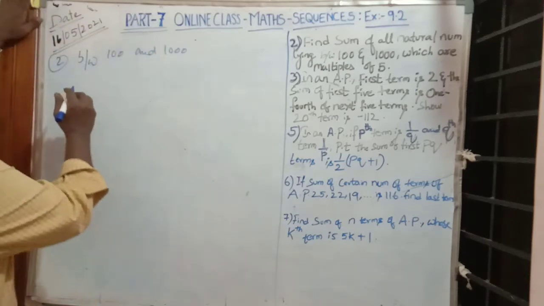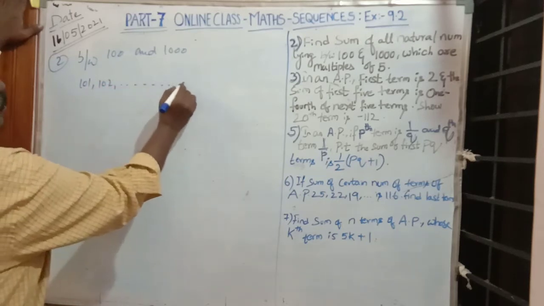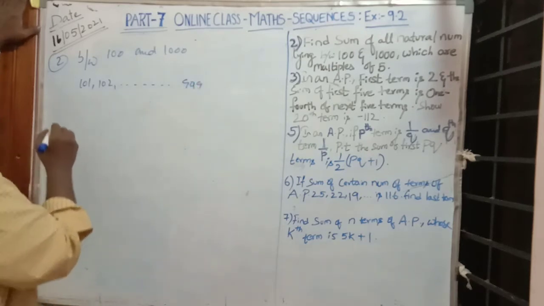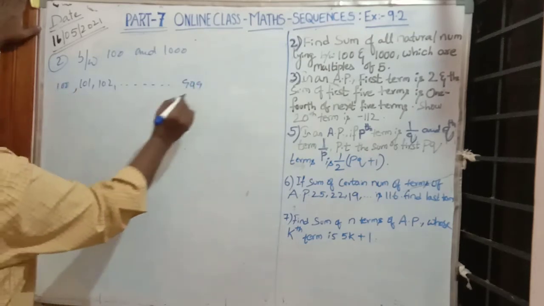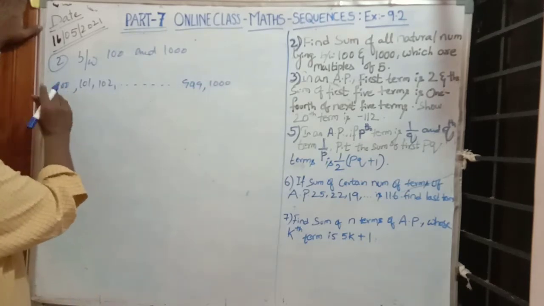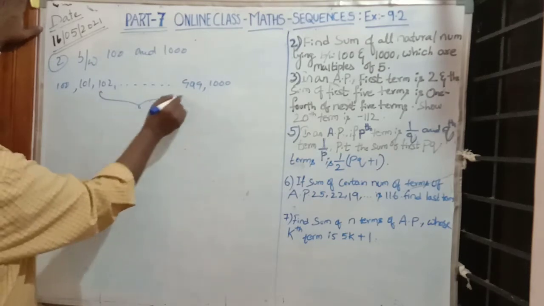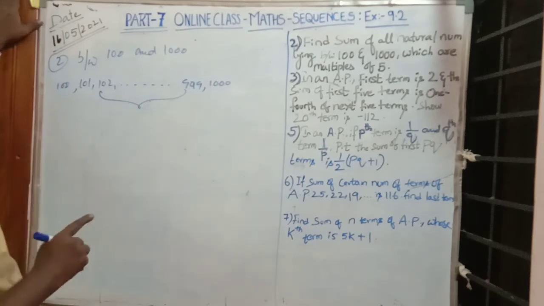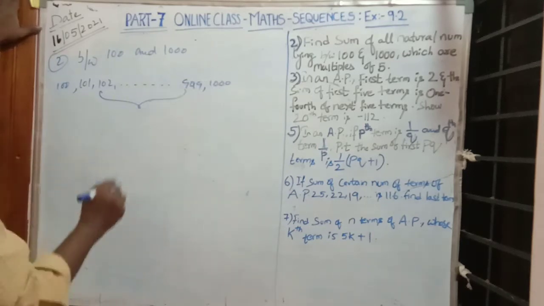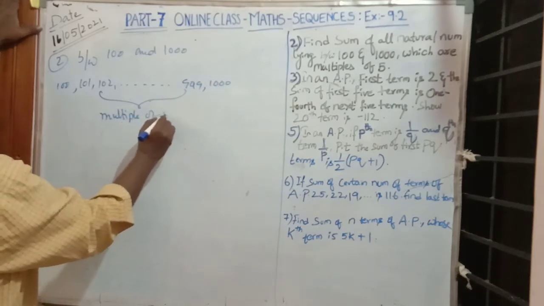I will write it: 101, 102 and going on up to 999. Before this, 100 is there, and after that, 1000 is there. Between means not this one and that one. These are the natural numbers. But here, we have to take the sum of all natural numbers that are multiples of 5. That is important.